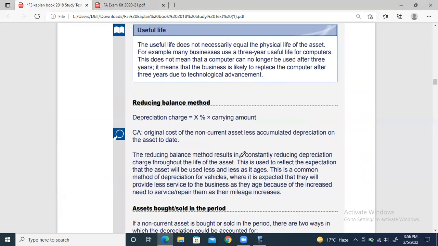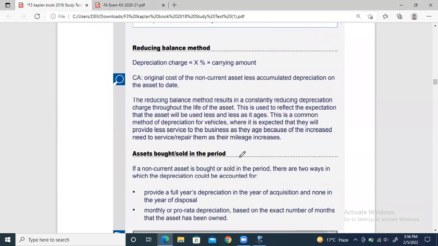Now let's discuss the reducing balance method, which is the second method. Remember, there are two main features in straight line. First feature was it was charged on cost. Second main feature was it remained the same in each year. That's why it was named straight line. Now, second thing, reducing balance. Reducing balance is basically the depreciation balance reducing each year, right?